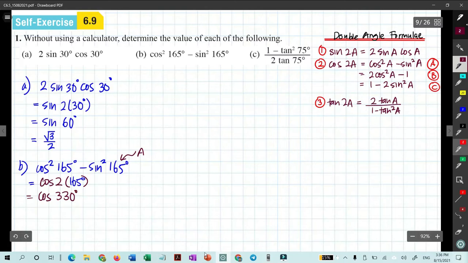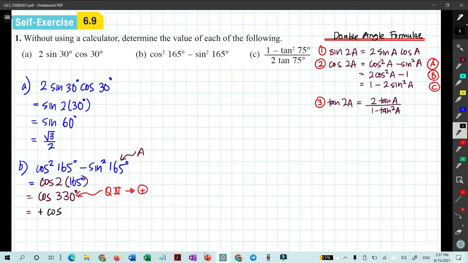Okay, 330 is actually in the fourth quadrant. In the fourth quadrant, cos is positive. Okay, so the answer for cos 330 is going to be positive cos, and the equivalent reference angle for 330 degrees is actually 30 degrees. And the final answer, square root of 3 over 2.